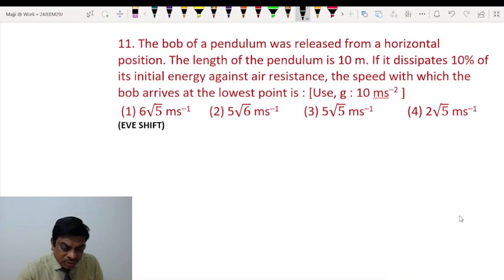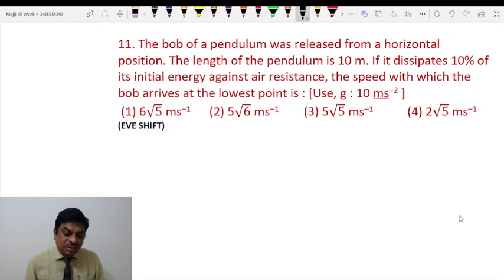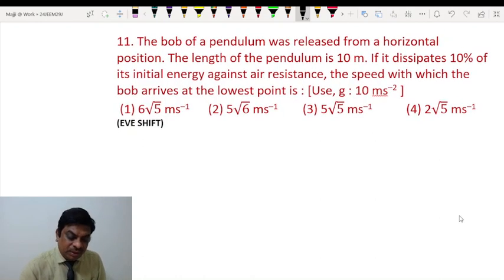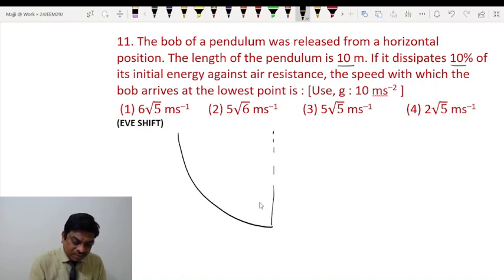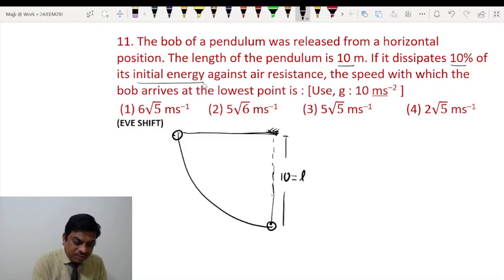Then moving on to question number 11. The bob of a pendulum was released from a horizontal position. The length of the pendulum is 10 meters. It dissipates 10% of its initial energy against air resistance. Find the speed with which the bob arrives at the lowest point. Let us draw a rough diagram, students. As you can see, the bob is released with the string in the horizontal position. This is the length of the string. As we know, it dissipates 10% of its initial energy.